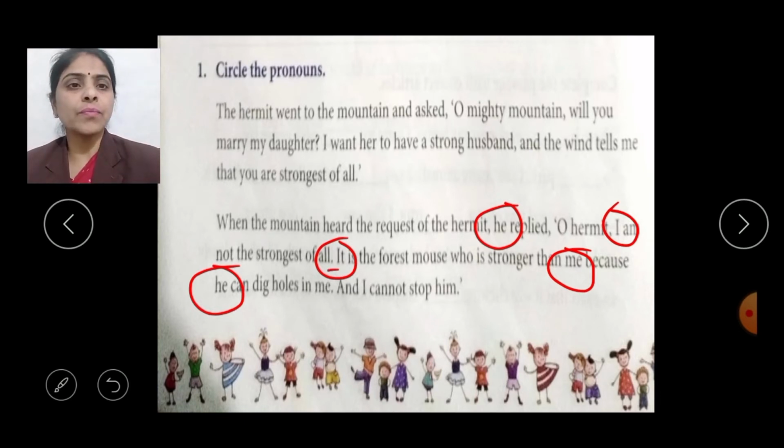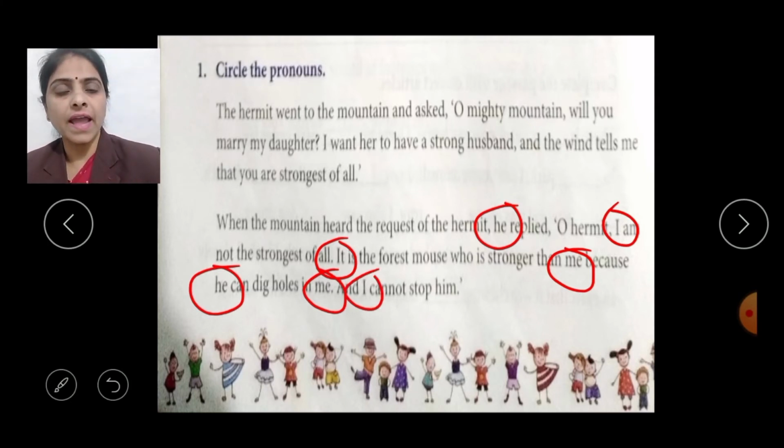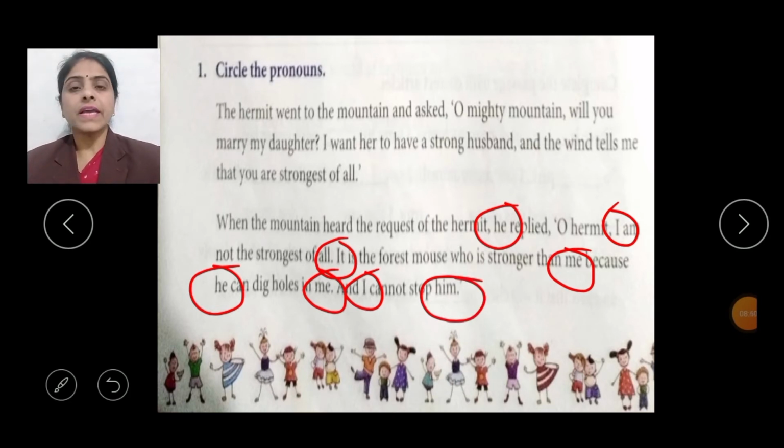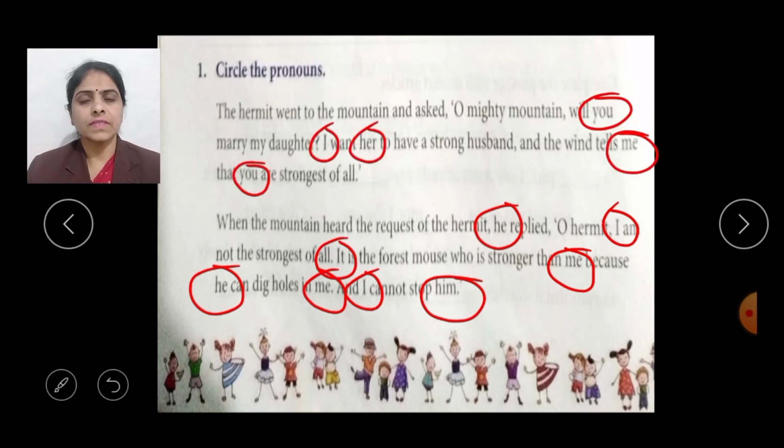After that, "me" is a singular object pronoun of first person, and "I" is a singular subject pronoun of first person, and the last one is "him", a singular object pronoun of third person. So here this exercise is completed. Now let's proceed to the next exercise.